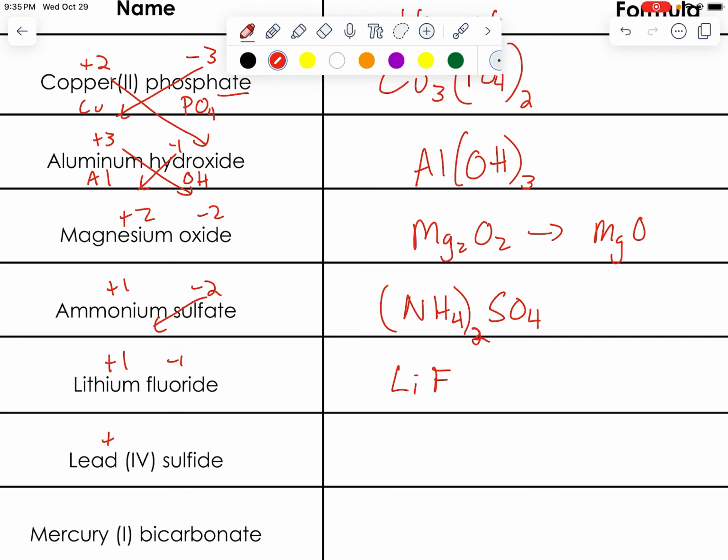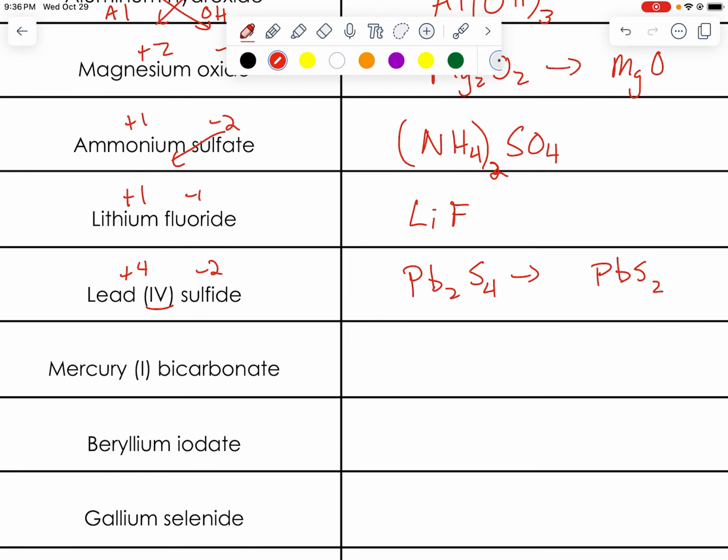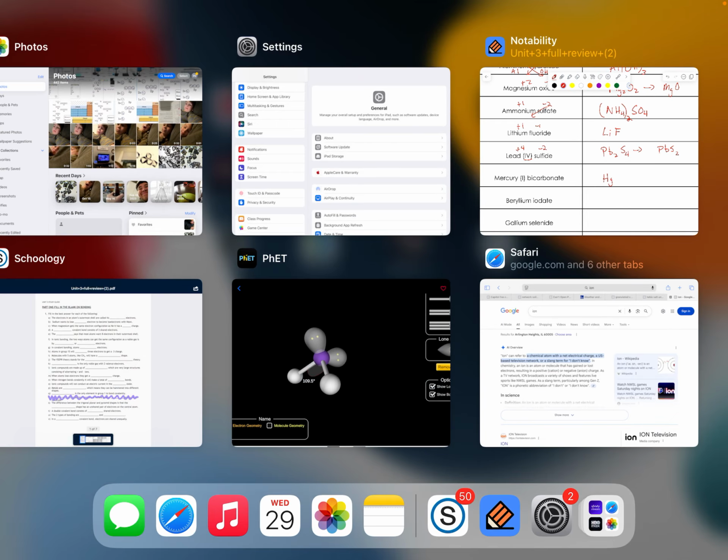Lead 4 sulfide. So lead is +4 because the Roman numeral is 4. That tells you the positive charge. And then sulfide is really sulfur, which has a -2 charge. So you're looking at Pb2S4, which again you could simplify down to just PbS2. Mercury bicarbonate. All right, mercury is Hg, bicarbonate. Oh, we're going to have to search this one out here.